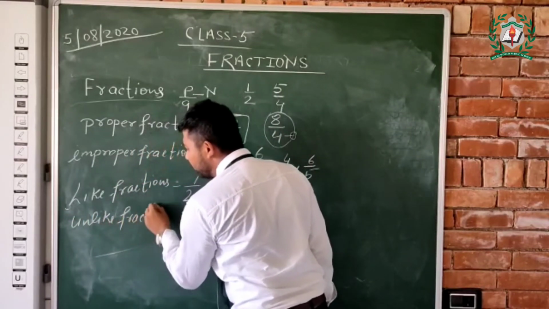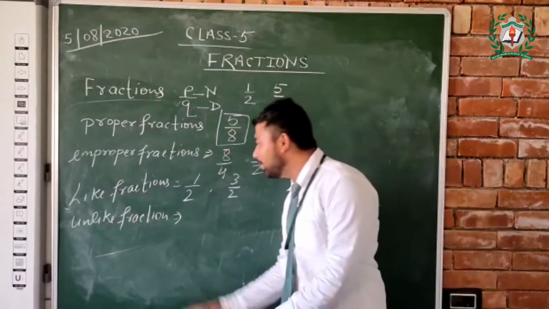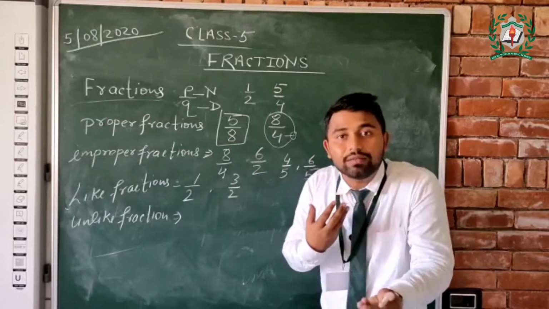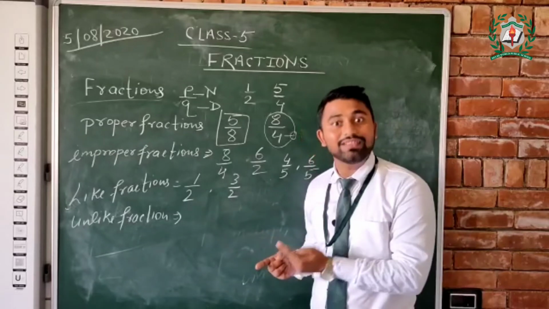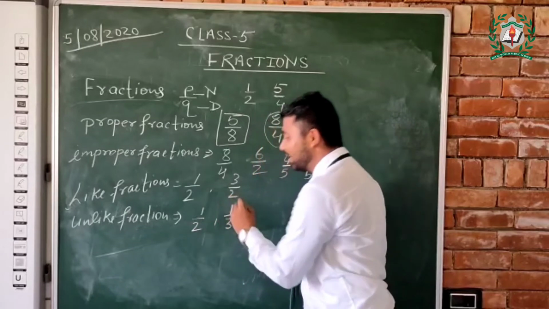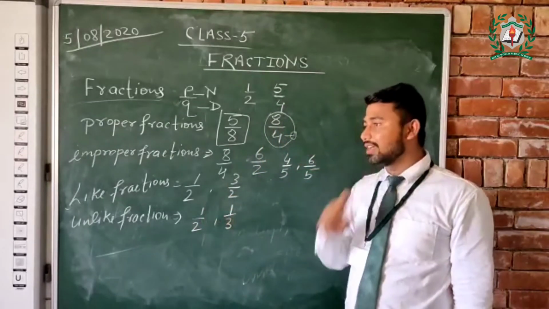And if you talk about unlike fractions, then what will they be? Unlike fractions means if the denominators are not the same, then it is an unlike fraction. "Sir, it is just the opposite of like fractions." Yes, if the denominators are not the same, then it is an unlike fraction. These two fractions are unlike fractions.